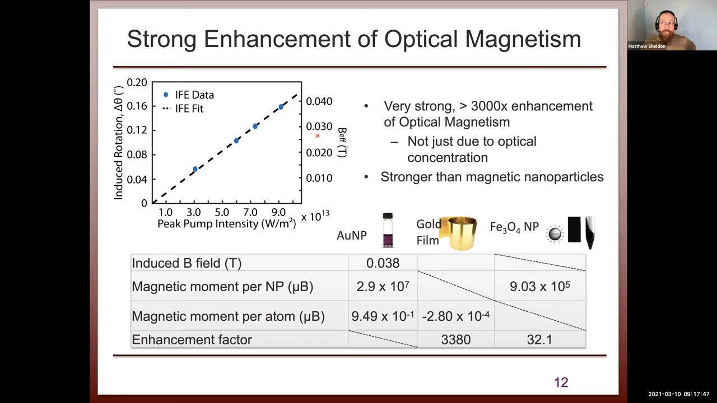And that's what's plotted here on the left. This is the magnetic field that would be equivalent to induce the Faraday rotation we saw if we had an external magnet instead of our circularly polarized pump.